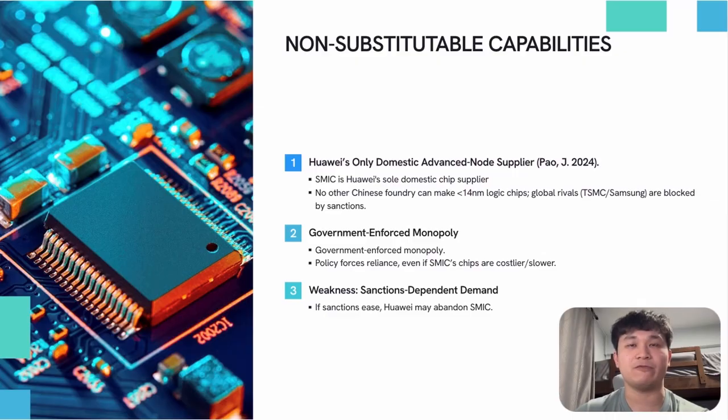Yet, this advantage is fragile. SMIC's entire business model depends on sustained US sanctions. If the restrictions are eased, Huawei would likely abandon SMIC for superior TSMC chips, exposing SMIC's technological lag. This creates a dangerous paradox. SMIC is simultaneously protected by geopolitics yet vulnerable to geopolitical change, a reality that tests its long-term viability.